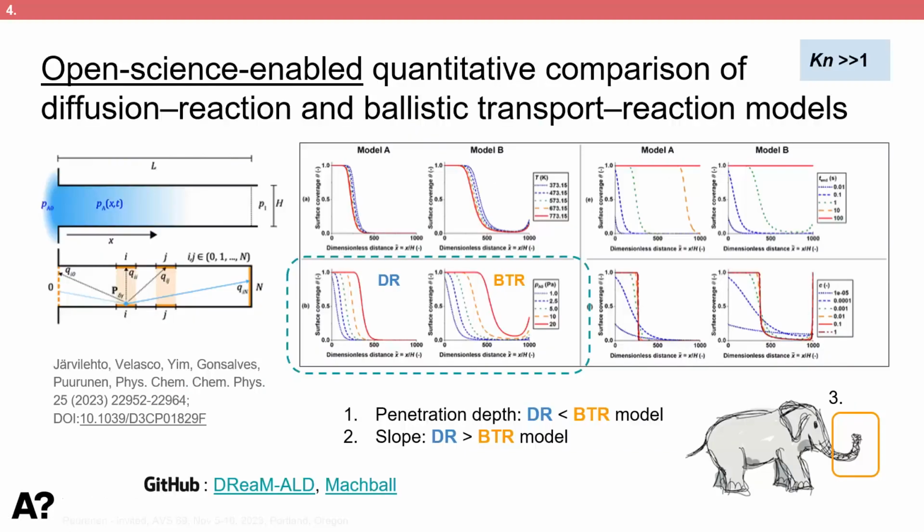All right, then I will move to a comparison that we made. This is a recent paper by Järvilehto et al. Here we compared at identical conditions, and at conditions which are good for both models. We compared the diffusion reaction model by Ylilammi and the ballistic transport reaction model by Yanguaskill and Elam. This comparison work was really open science enabled, because Yanguaskill published his code, the MacBall code.